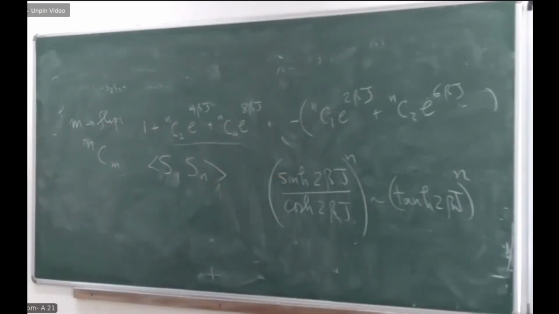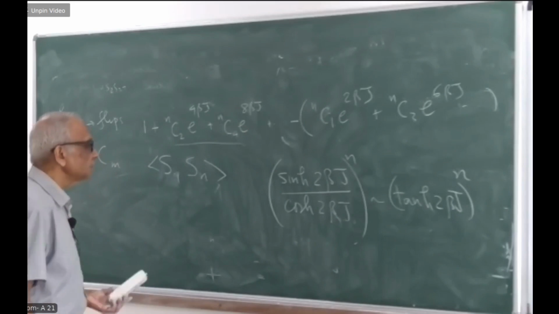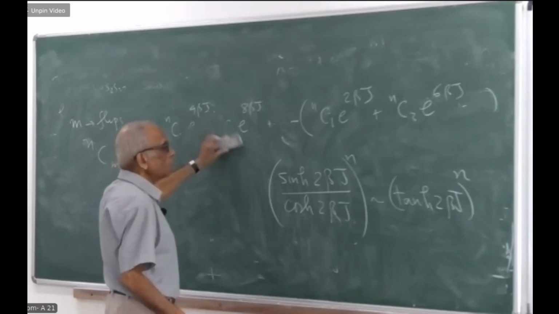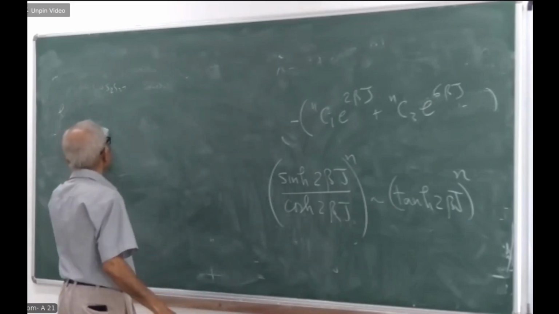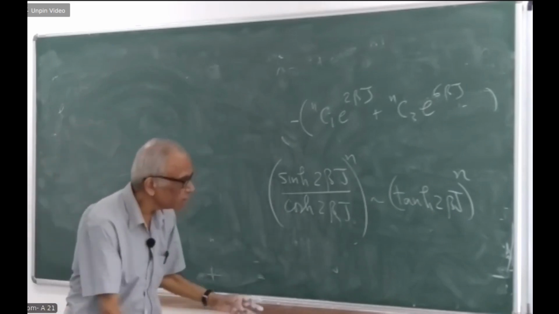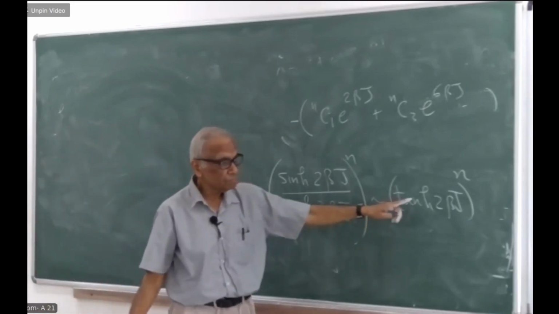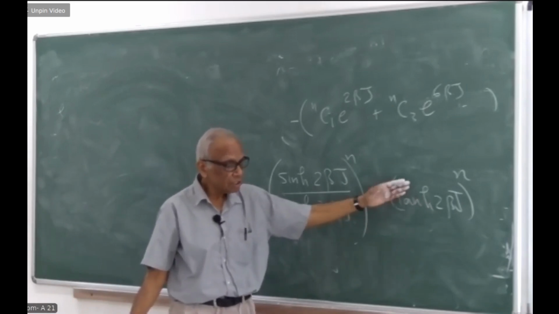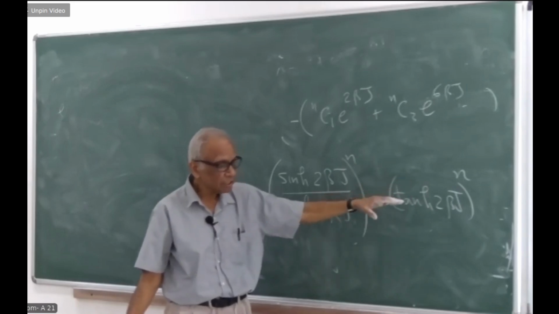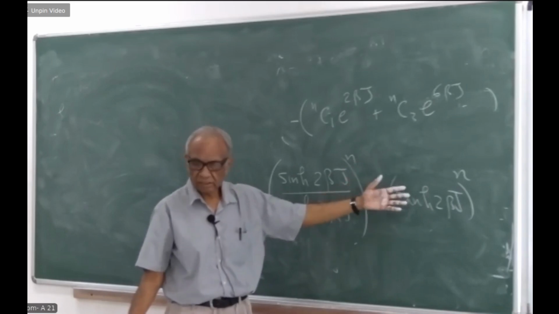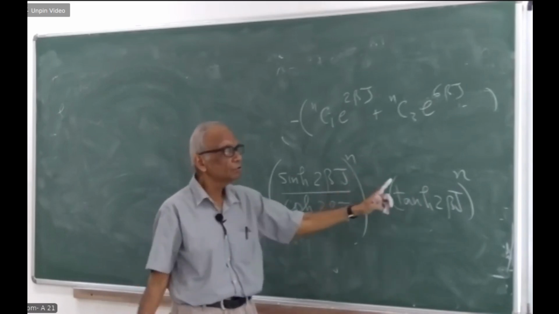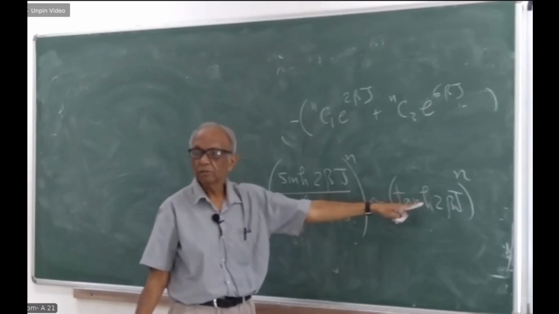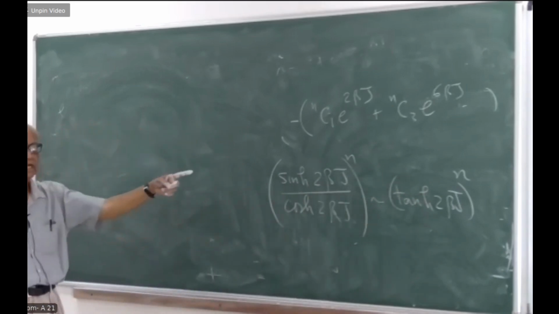So that's the correlation at finite temperature, and now the question is, what happens to this as beta tends to infinity? Now it is sine hyperbolic, cos hyperbolic, as beta tends to infinity, sine hyperbolic and tan hyperbolic are both the same. So therefore this correlation goes to 1 as beta tends to infinity, which is at t goes to 0. So the system does become correlated at this.